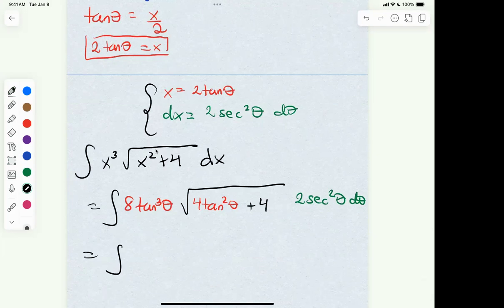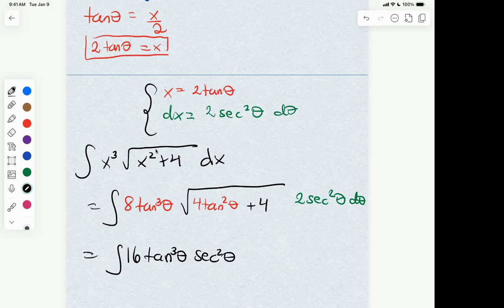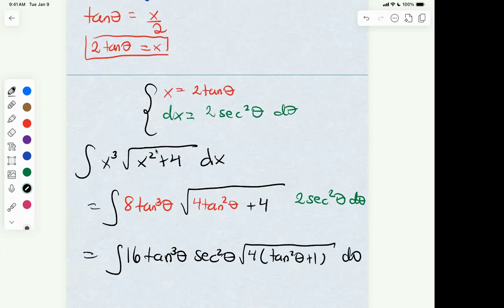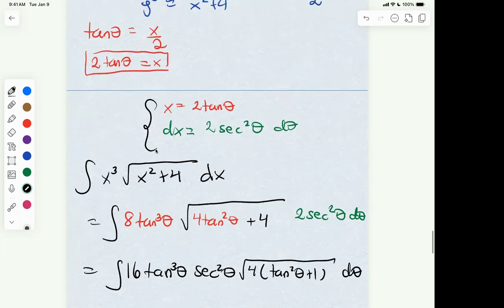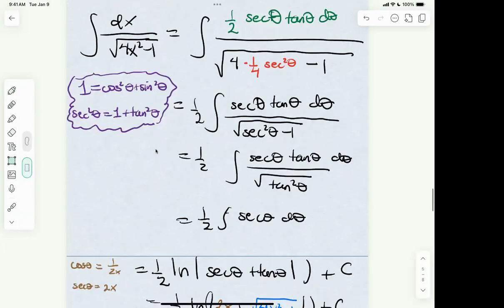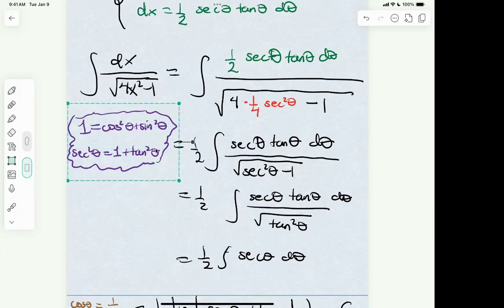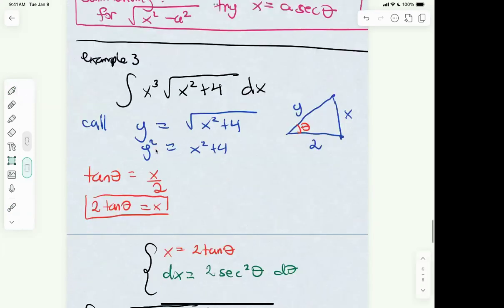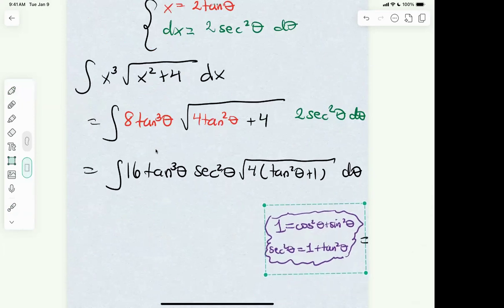So, 8 times 2 is 16. So there's a 16 tangent cube of theta. I'll put the stuff which is not inside the square root first, move it to the front. And then I'll factor out a 4 inside the square root. So I'll put tangent squared plus 1. And hopefully that is one of the magical identities, right? Tangent squared plus 1. Again, I think we used it last time. Oops, here it is. I'll just copy paste it from here. You see, that one gets used over and over for all these problems.